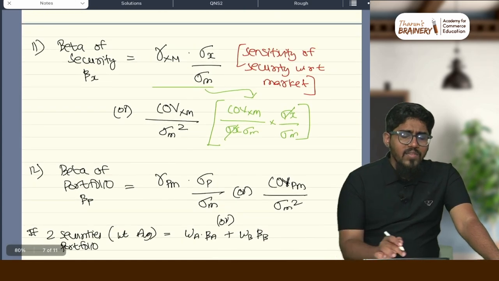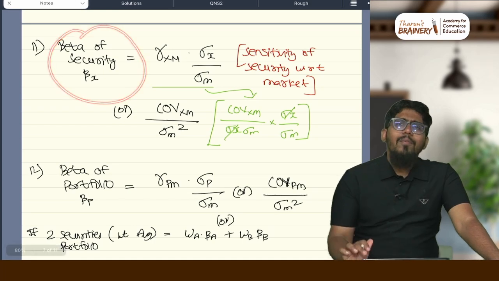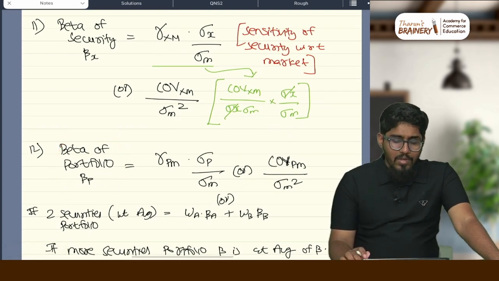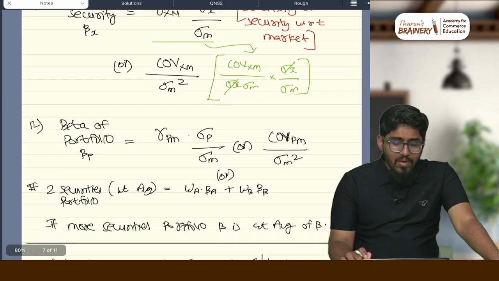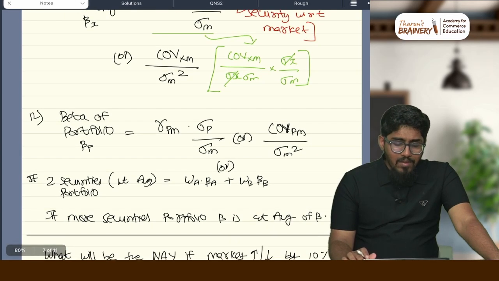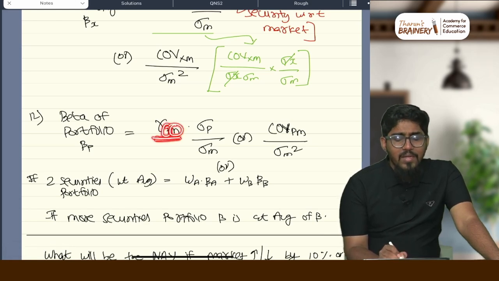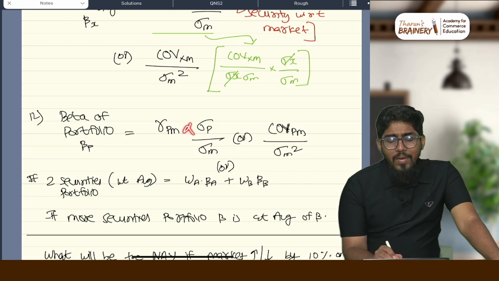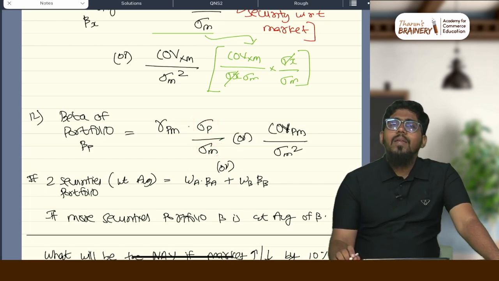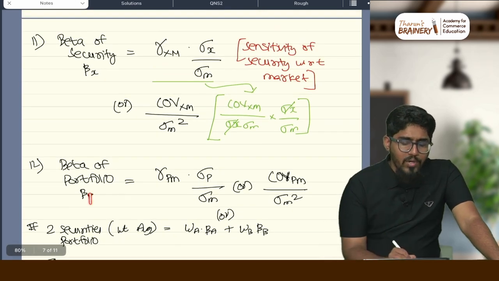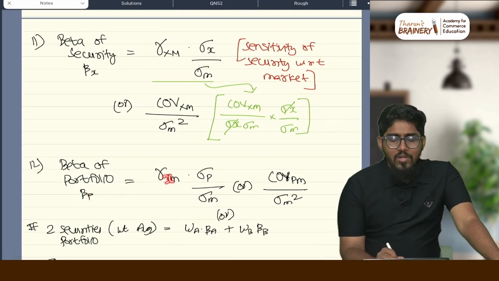Sir, you know the beta of the security. What if I am having a portfolio? What is the beta of the portfolio? Beta of the portfolio is nothing but the correlation between the portfolio and the market multiplied by risk of the portfolio divided by the risk of the market. Same formula only, but instead of x I am putting p. Clarity, instead of x I am putting p.